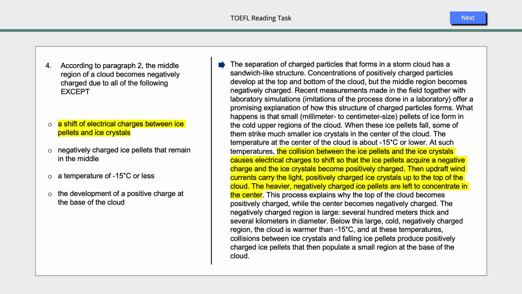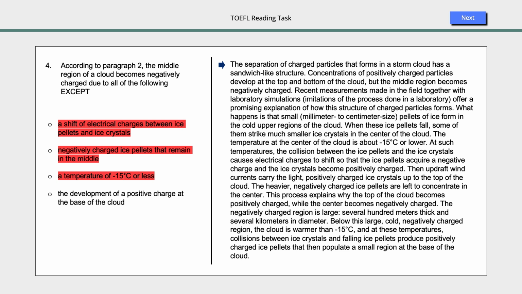Then, updraft wind currents carry the light, positively charged ice crystals up to the top of the cloud. The heavier, negatively charged ice pellets are left to concentrate in the center. So this supports the first option, so we can rule that out. The next option says negatively charged ice pellets that remain in the middle. This is also supported where the passage says, the heavier, negatively charged ice pellets are left to concentrate in the center. So we can also eliminate that option. The next one says, a temperature of -15 degrees Celsius or less. And the passage says, the temperature at the center of the cloud is about -15 degrees Celsius or lower. So that one is also supported by the passage.